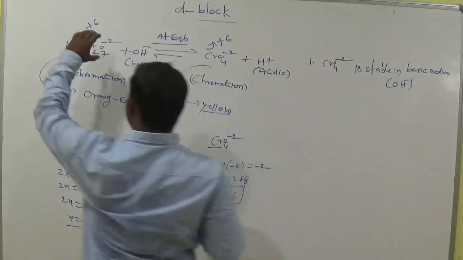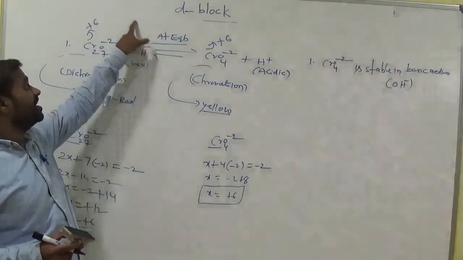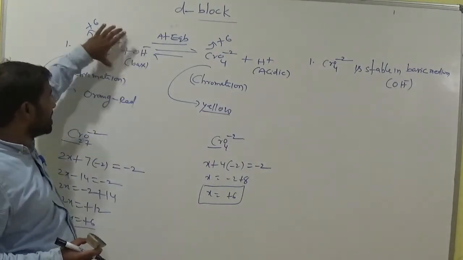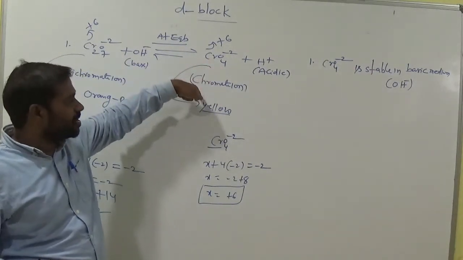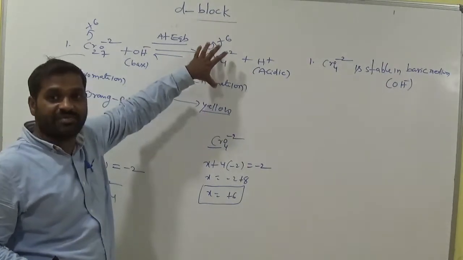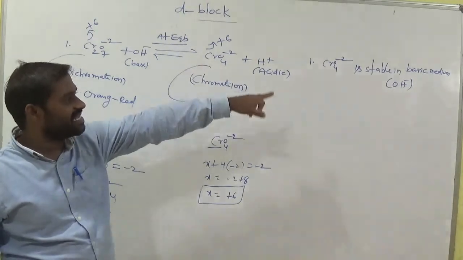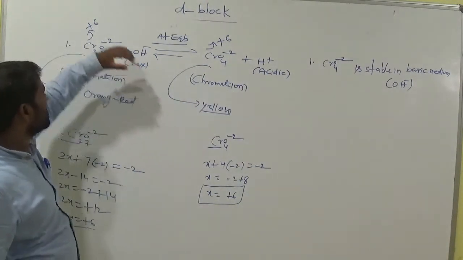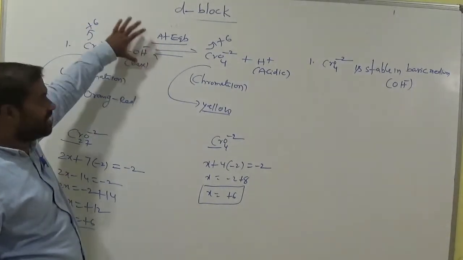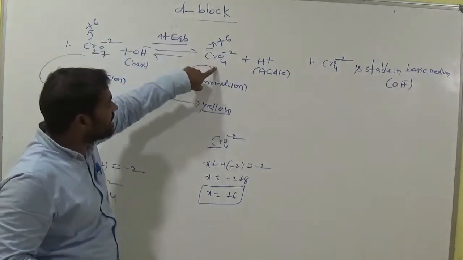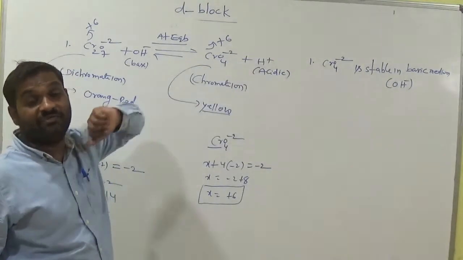So this is dichromate, which is orange red in color. When we add base to this orange red color, then immediately it is converted to chromate ion, which is yellow in color. So it formed. Formation means stable here. So CrO4 minus 2 is stable in basic medium. In this reaction, the dichromate ion, orange red, when we add base, immediately gives chromate ion. It is already formed here, so it is stable. Clear?